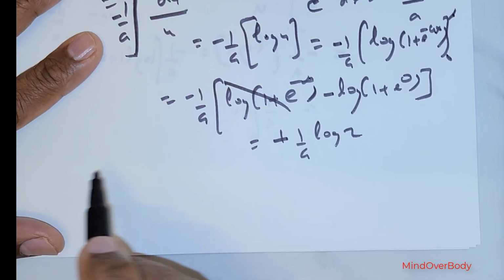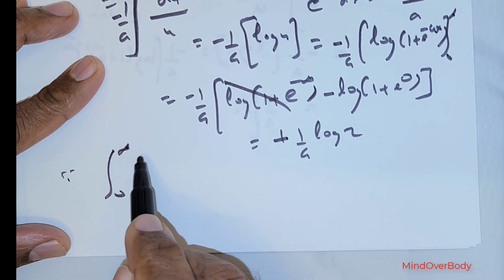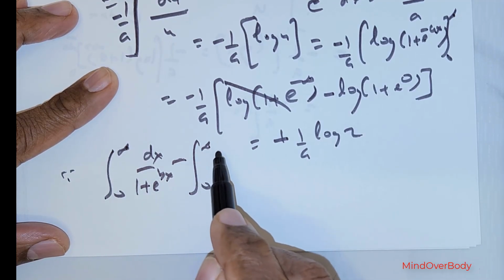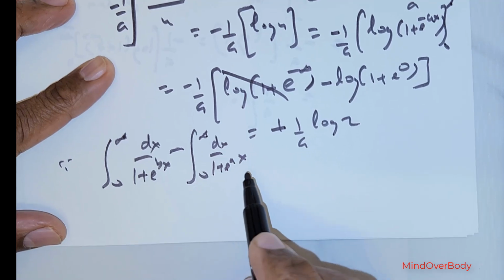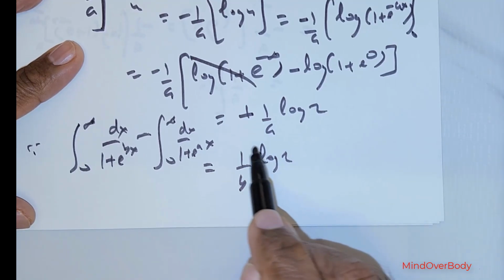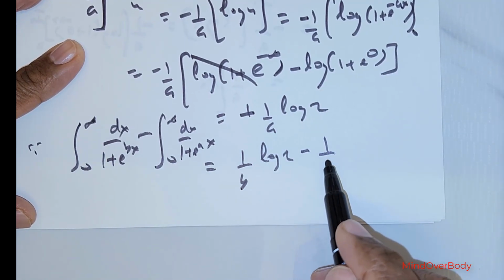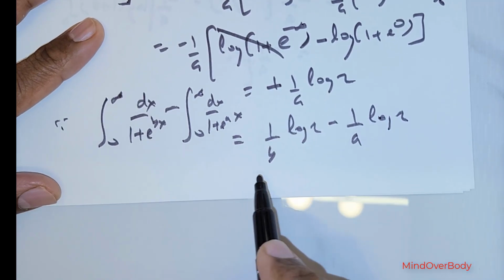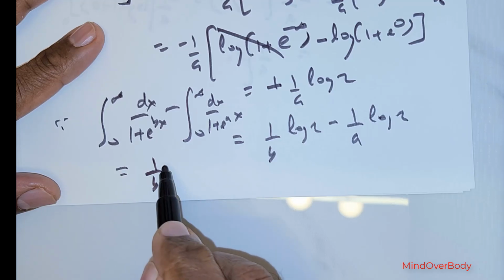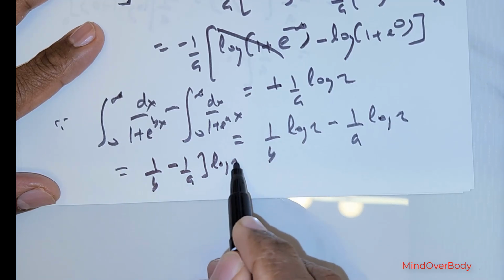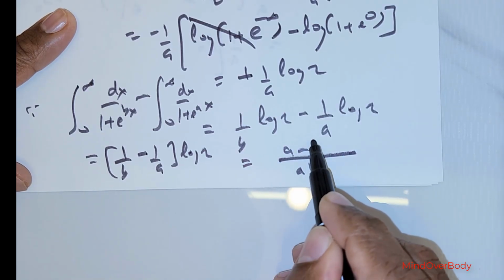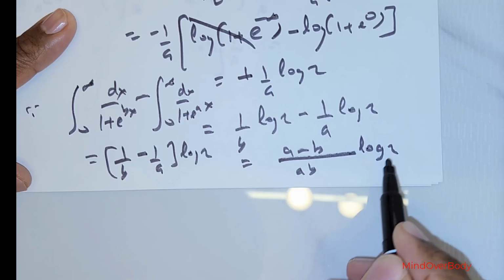But you have this integral, 0 to infinity dx over 1 plus e raised to the power of bx, minus 0 to infinity dx over 1 plus e raised to the power of ax. Now the first term has given you 1 over b log 2. The second term has given you positive, but there is a negative there, so it's going to be 1 over a log 2. Now actually I have 1 over b minus 1 over a, and that's going to be log 2. I take the LCM as ab, so this is going to give me a minus b times log 2.